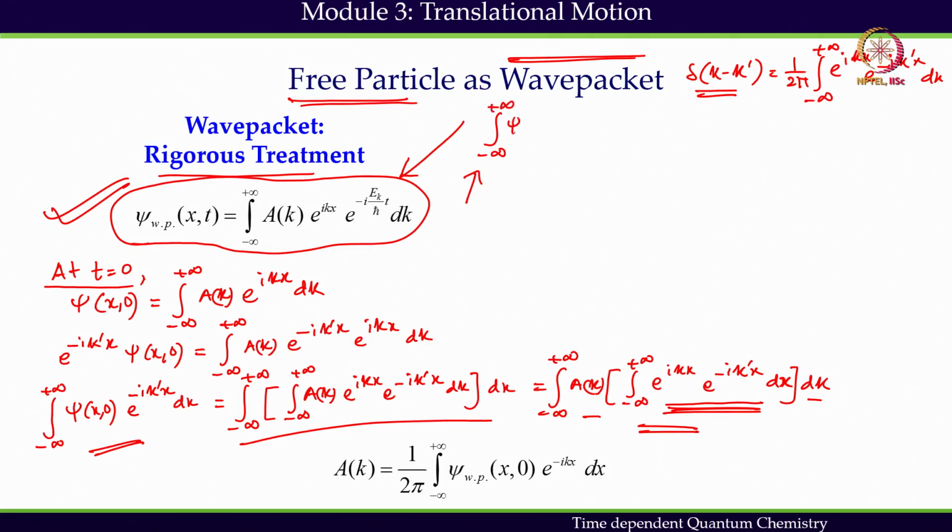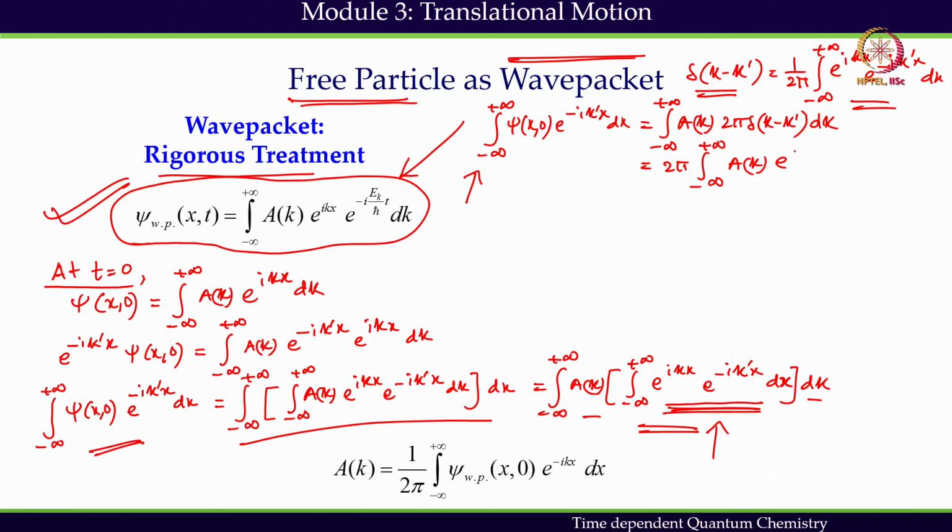minus infinity to plus infinity psi x 0 e to the power minus I k dash x dx equals, here I will insert this Dirac delta function, which is going to be minus infinity to plus infinity a k, then multiplied by 2 pi delta k minus k dash dk, or this is nothing but 2 pi minus infinity to plus infinity a k delta function of k minus k dash dk.